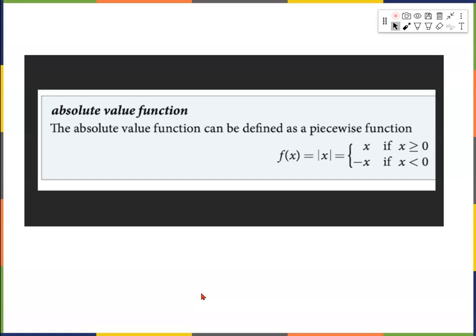Recall that in its basic form, f(x) equals the absolute value of x and can be defined as a piecewise function. It is equal to x if x is greater than or equal to 0, and negative x if x is less than 0.